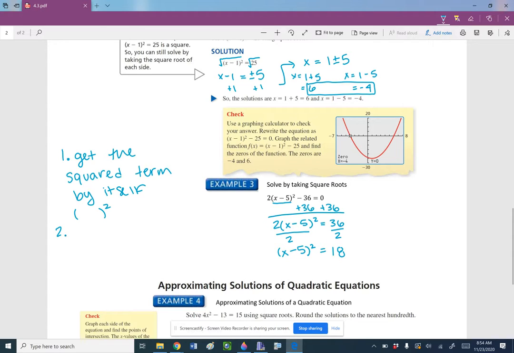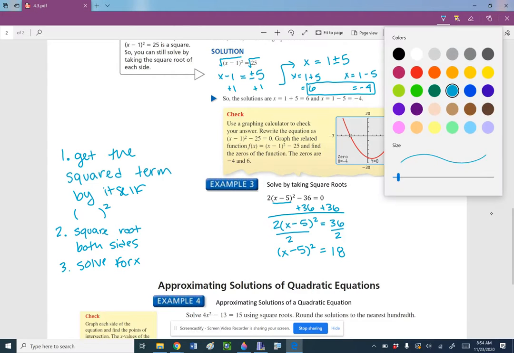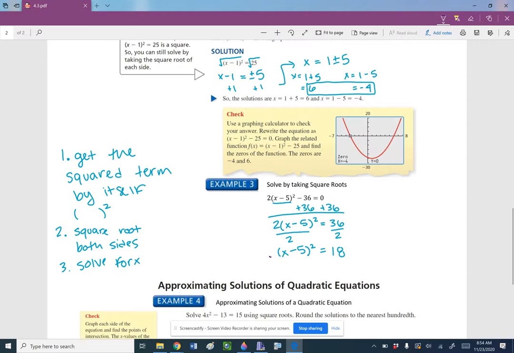So now we're going to finish the rest of our steps, where we take the square root of both sides, and then our last step, solve for x. Okay, so let's square root both sides. We have the square root of (x - 5) squared and the square root of 18. So we're going to have x - 5 equals plus or minus the square root of 18.